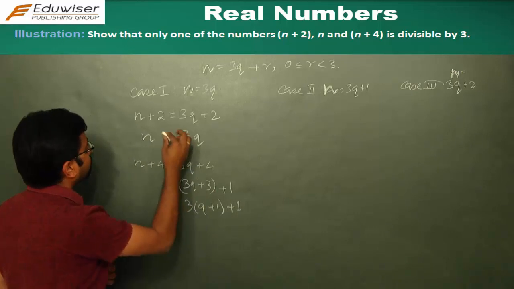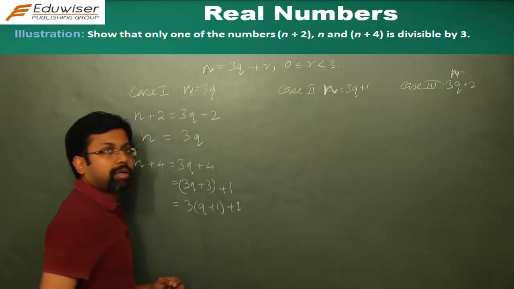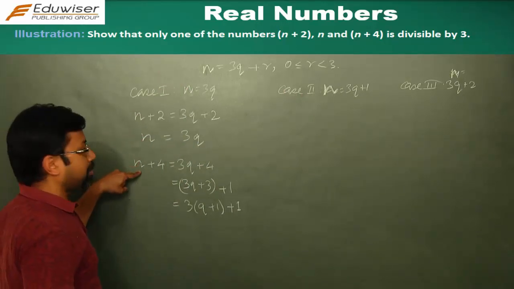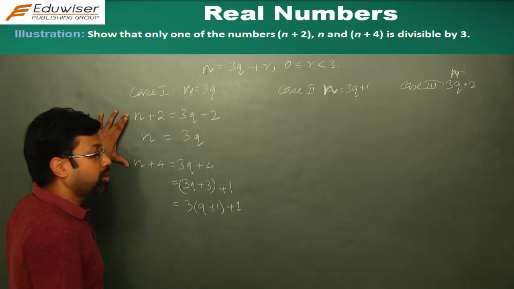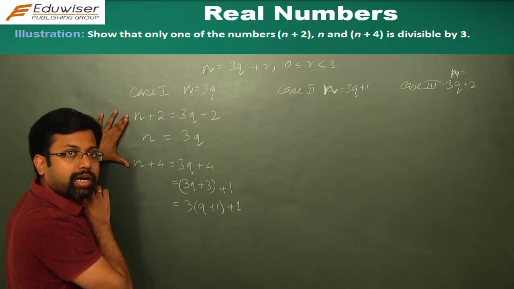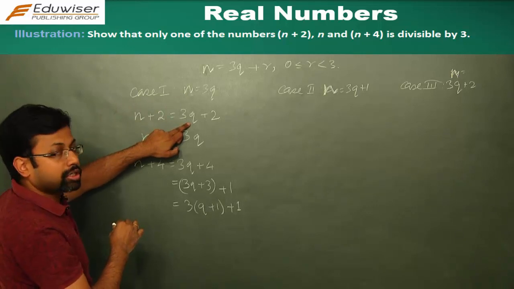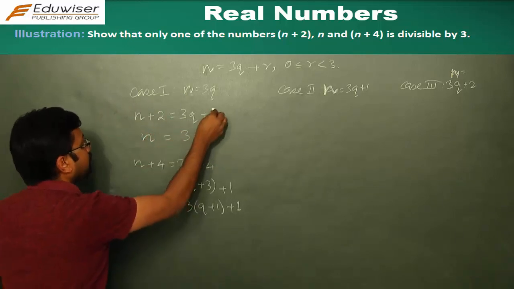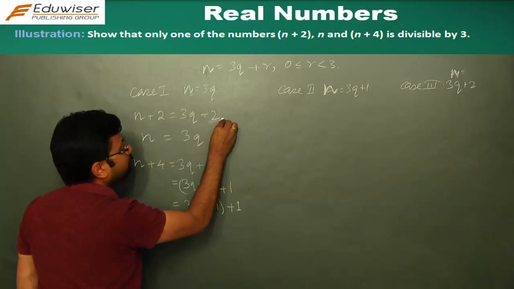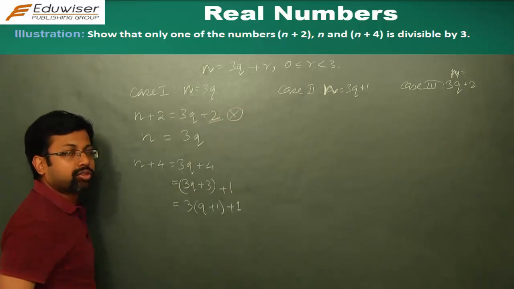Now if the number is of the form 3q, these are the 3 possibilities for the number n. So when n is equal to 3q, for n plus 2, n and n plus 4, we have to find out that only one of these 3 numbers is going to be divisible by 3, not the other 2. So we take n plus 2, in this case it will be 3q plus 2. Is it divisible by 3? No, because when you divide it by 3, the remainder will be 2. Hence, this is not divisible by 3.